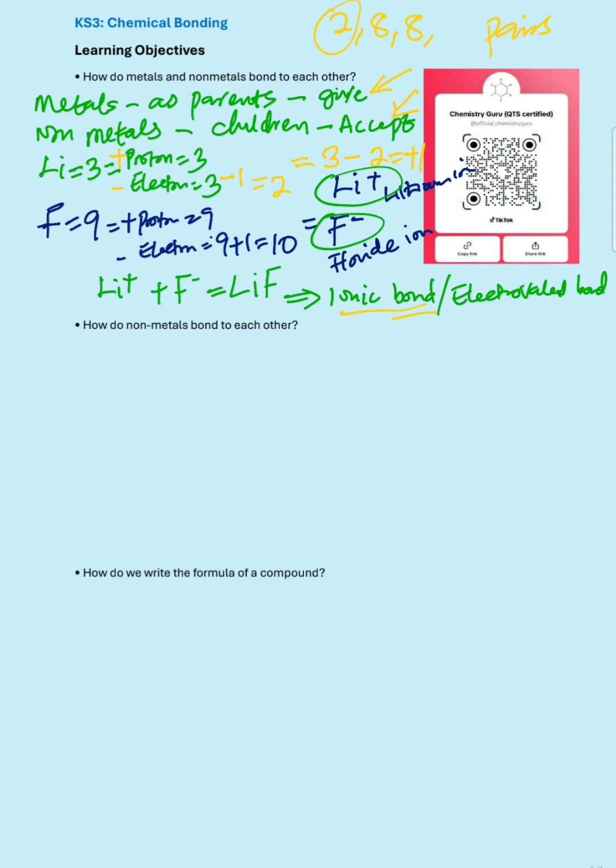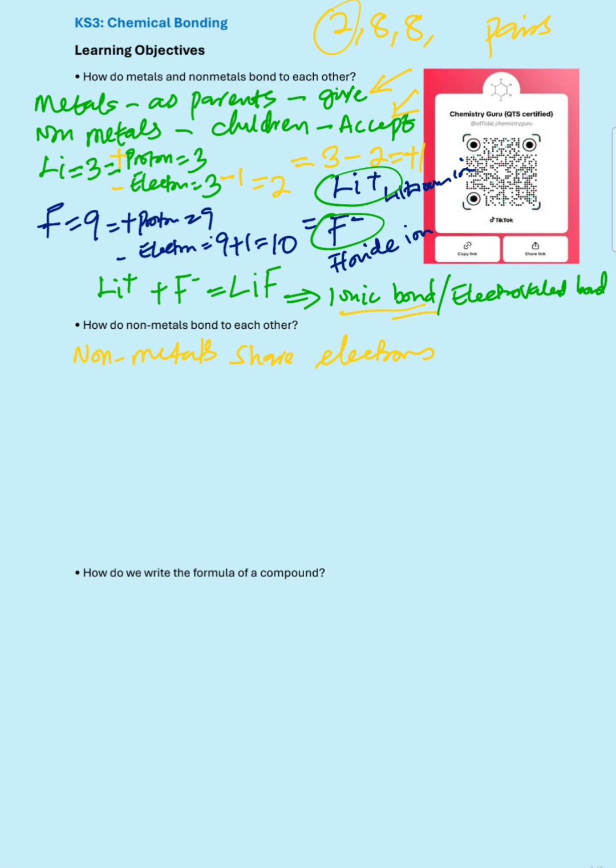But this time around, they want to bond with each other. What did they do? My daddy gave me £10. My mommy gave me £20. So what do we do? We share these pounds together, and then we become good friends. We bond together. So, in other words, non-metals share electrons. That is how they bond. They bond by sharing electrons.